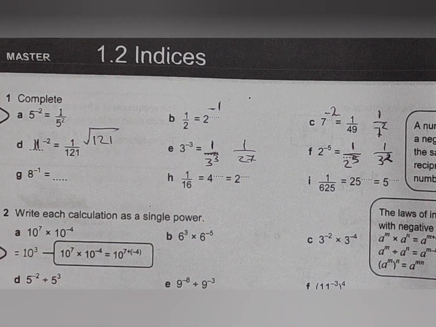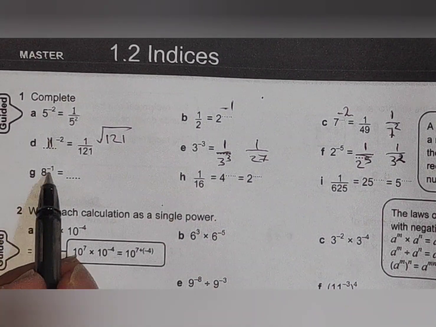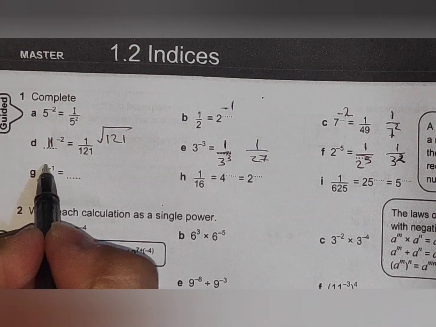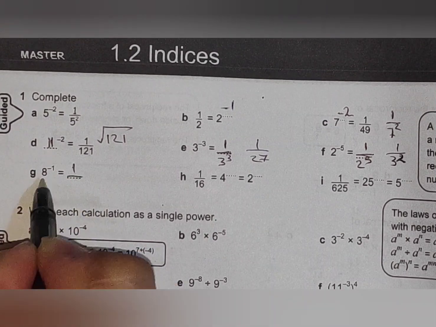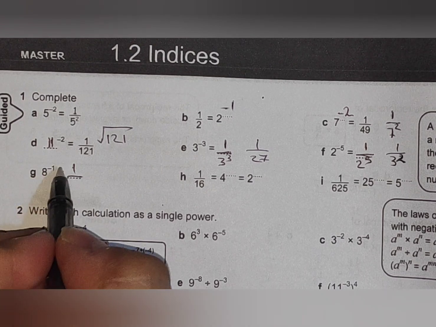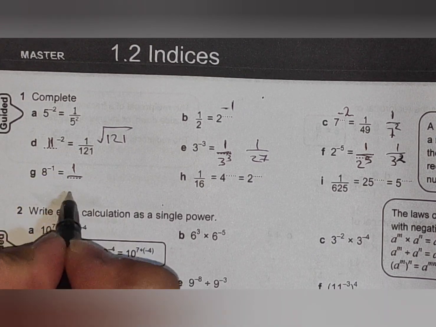Now, for question G here, we have 8 power of negative 1. Same idea. The negative means 1 over. And what did you leave? You left 8 power of 1. And 8 power of 1 is 8.